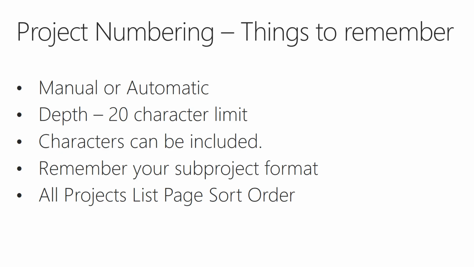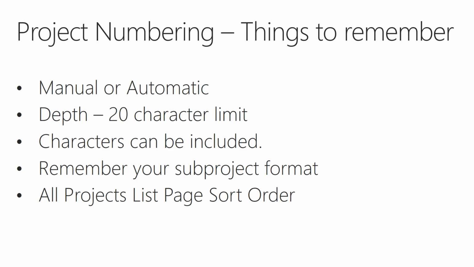The other thing to remember too is that the project numbering out of the box only has a 20 character limit. So when you're setting up your initial number sequence, make sure you're taking into account that you could have sub-projects as a suffix after the number that you're setting up. Characters can be included in your project numbering, so just remember that, and we'll take a look at that shortly. And remember your sub-project format. So that goes back to the depth bullet. Basically, just keep in mind that you have sub-projects potentially.